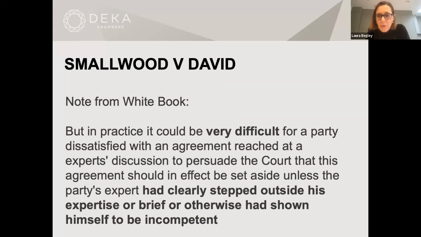Then the note from the White Book at the time of Smallwood and David said, in practice, it could be very difficult for a party dissatisfied with an agreement reached at an expert's discussion to persuade the court that this agreement should in effect be set aside, unless the party's expert had clearly stepped outside his expertise or brief, or otherwise had shown himself to be incompetent. So the bar is actually quite high when you think about it. Next slide.